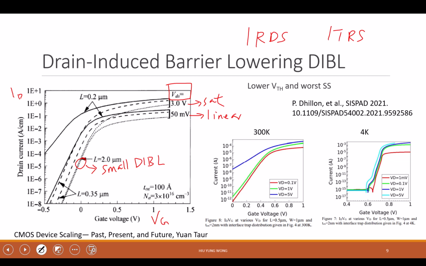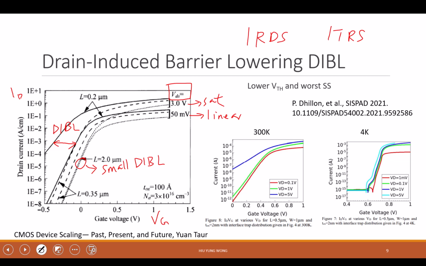Now, if you try to go to a very short channel, like 0.2 micron, you have this. This is saturation, this is linear. Yes, at high VG, I got very large current for saturation and small current for linear. Remember, this is log scale. But at the same time, when you come to the subthreshold region, look at this. You have very different threshold voltage for the same device. That is a large DIBL.